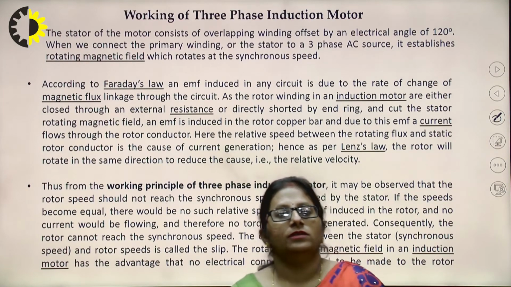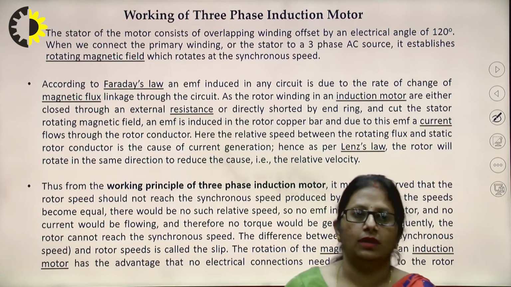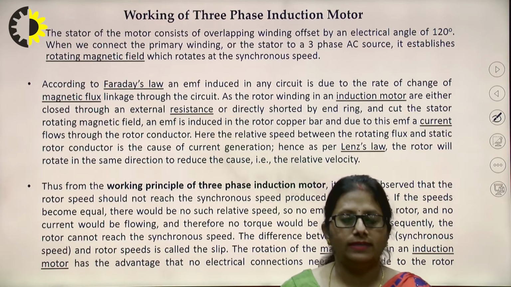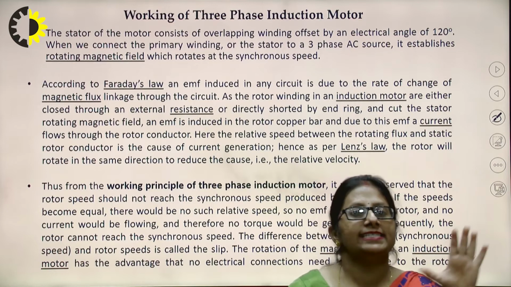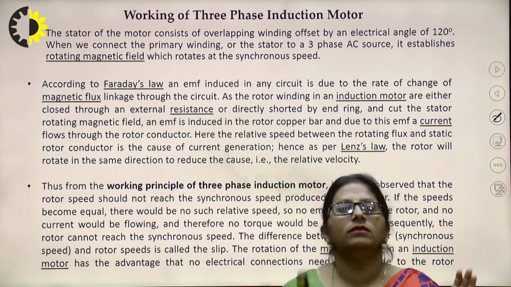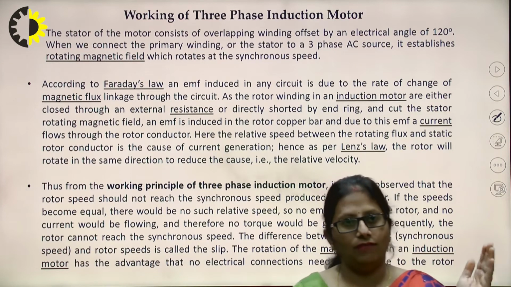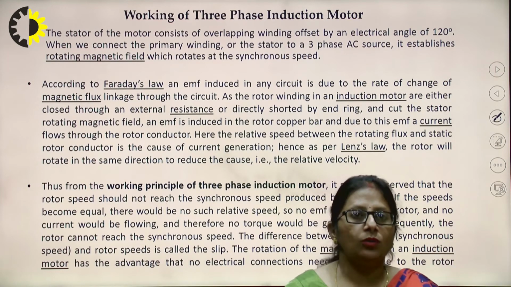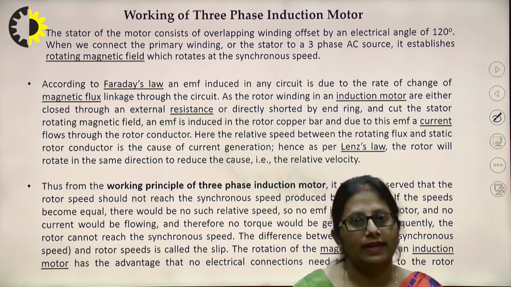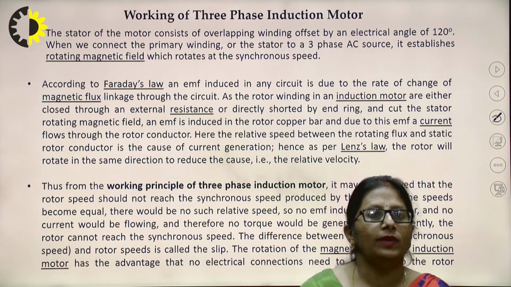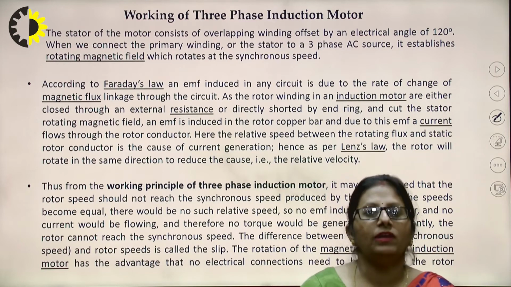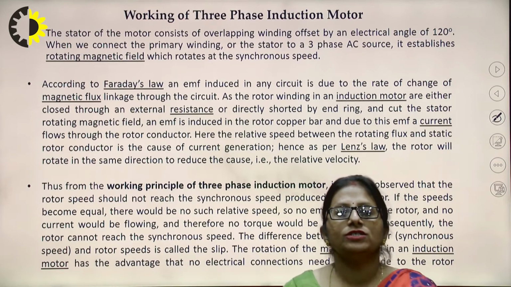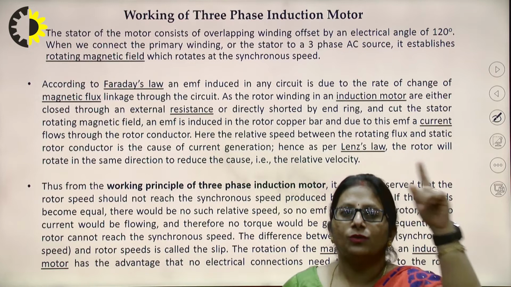So coming to the very first topic, the working of the 3-phase induction motor. As we know, any rotating machine consists of 2 parts: the stationary part, which is called the stator, and the rotating part, which is called the rotor. In the same way, in the 3-phase induction motor, we have a stator and a rotor. The stator consists of overlapping windings offset by an electrical angle of 120 degrees. When we connect the primary winding, or the stator, to the 3-phase AC source, it establishes a rotating magnetic field which rotates at synchronous speed.